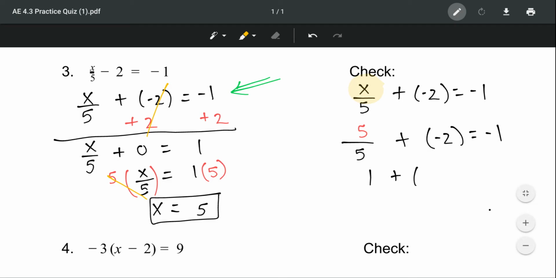So if you have 5 divided by 5, that would be positive 1 plus negative 2 equals negative 1. So now 1 plus negative 2 is negative 1. So that means we solved correctly.